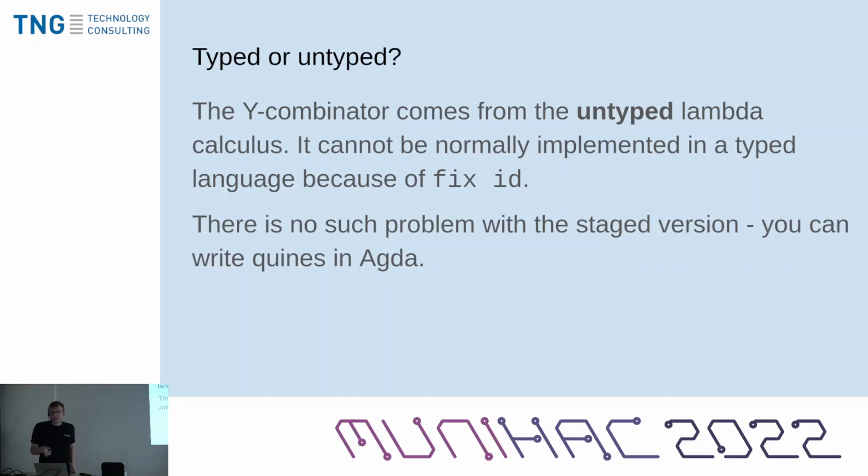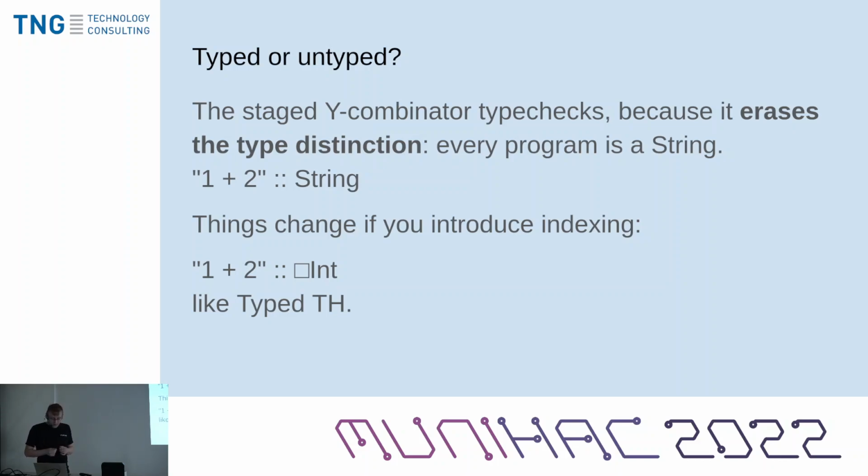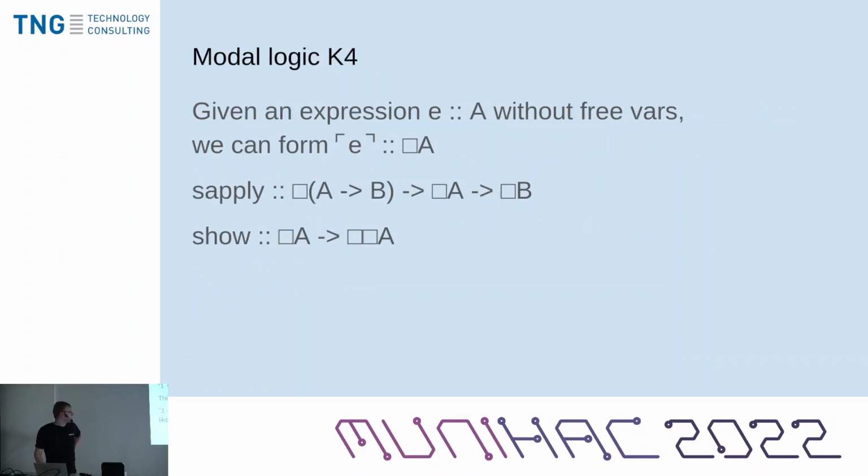And you can even write sfix in Agda, which is a language which enforces totality. Now, why does the same argument not work? Well, the staged Y Combinator erases the type distinction. We wrote in a typed language, in Haskell, but what we did is we assigned every program the type string. So 1 plus 2 will have the type string. But if we assign the type code of int to the string 1 plus 2, so if we index every string with its type, like Template Haskell does, then you cannot write the staged Y Combinator, for the same reasons as the normal Y Combinator.